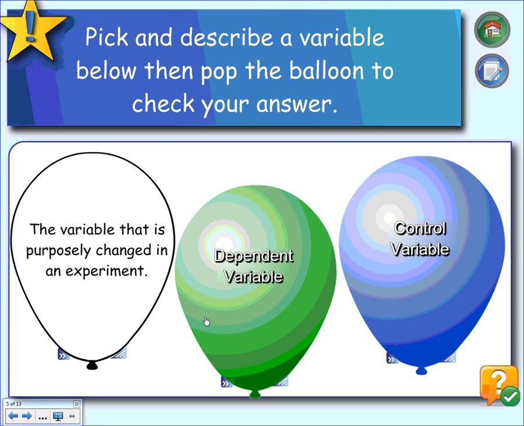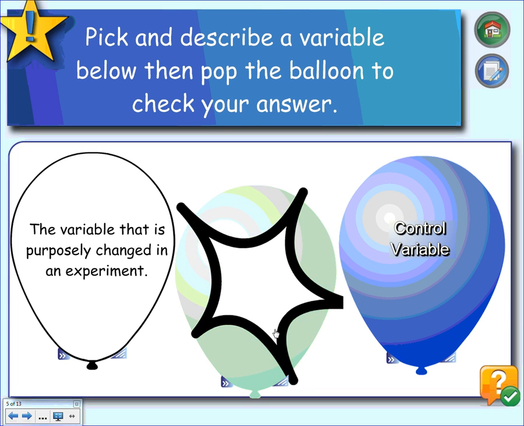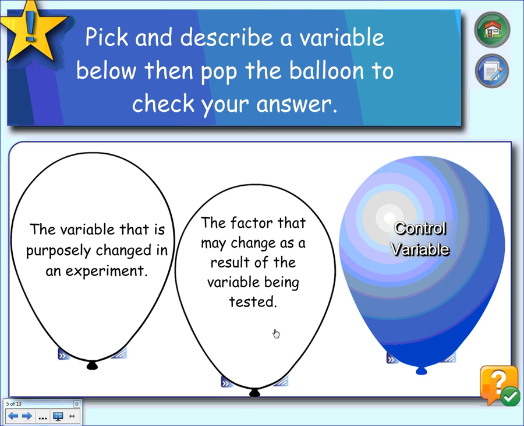The next variable we want to take a look at is the dependent variable, and like its name, it's telling you that it depends on the independent variable. So it's the variable in our experiment that may change as a result of the variable being tested. That's the dependent variable. And then the last variable is the control variable. And control variables are those variables that we want not to change so that we don't impact our results.